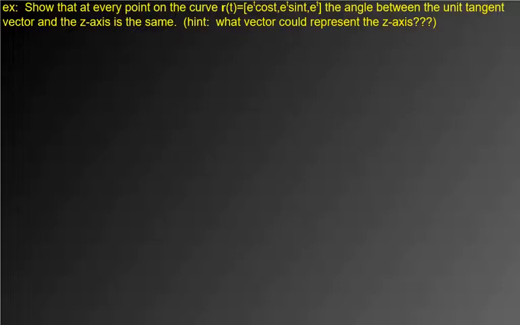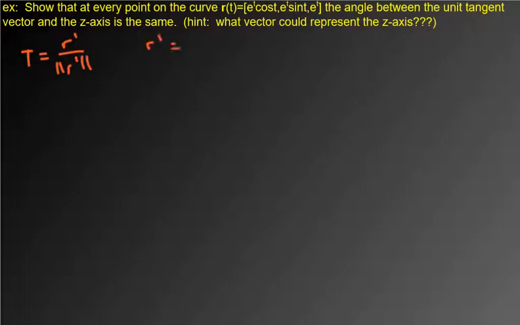So this one, you have this vector valued function right here. And they want you to show that the angle between the unit tangent vector of it and the z-axis is always the same. So you basically have to show that the angle is constant. So let's find the unit tangent vector. That's the vector capital T, where it's r prime over the magnitude of r prime.